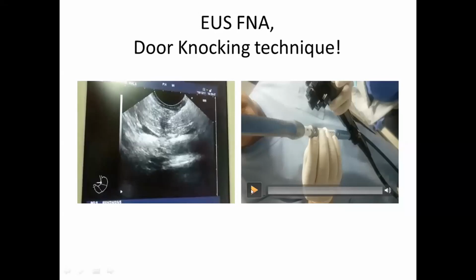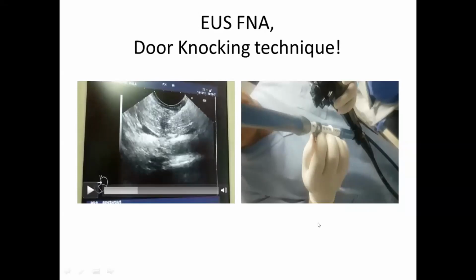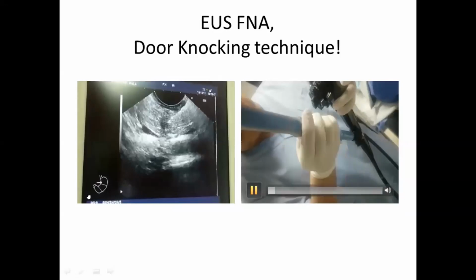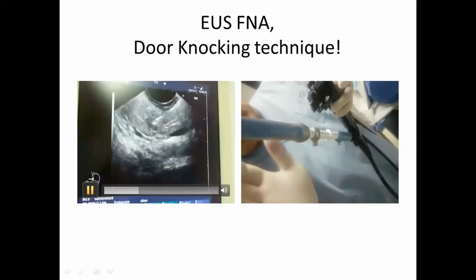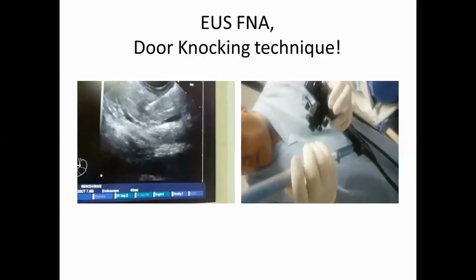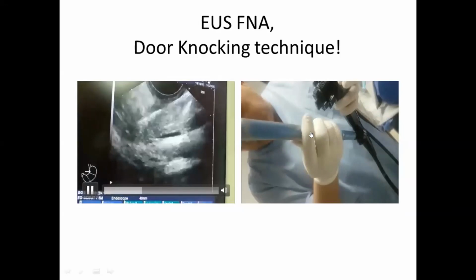Then what to do? Try to do a door knocking technique. You adjust the stopper 1 centimeter below the handle when you approach the upper aspect of the mass. Then fix the stopper 1 centimeter below, and then start to do what is known as staccato movements, or sudden repeated pushes, like knocking on a door.